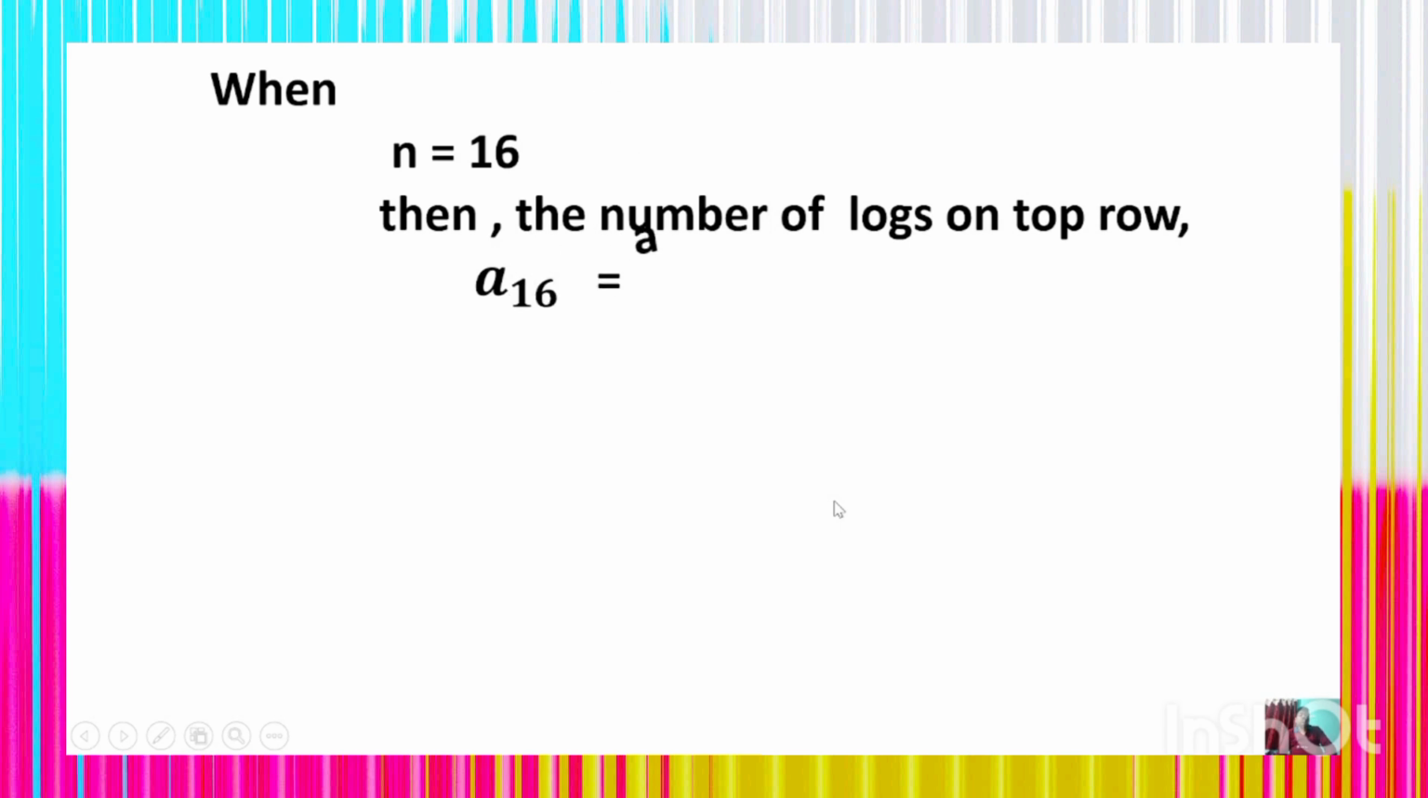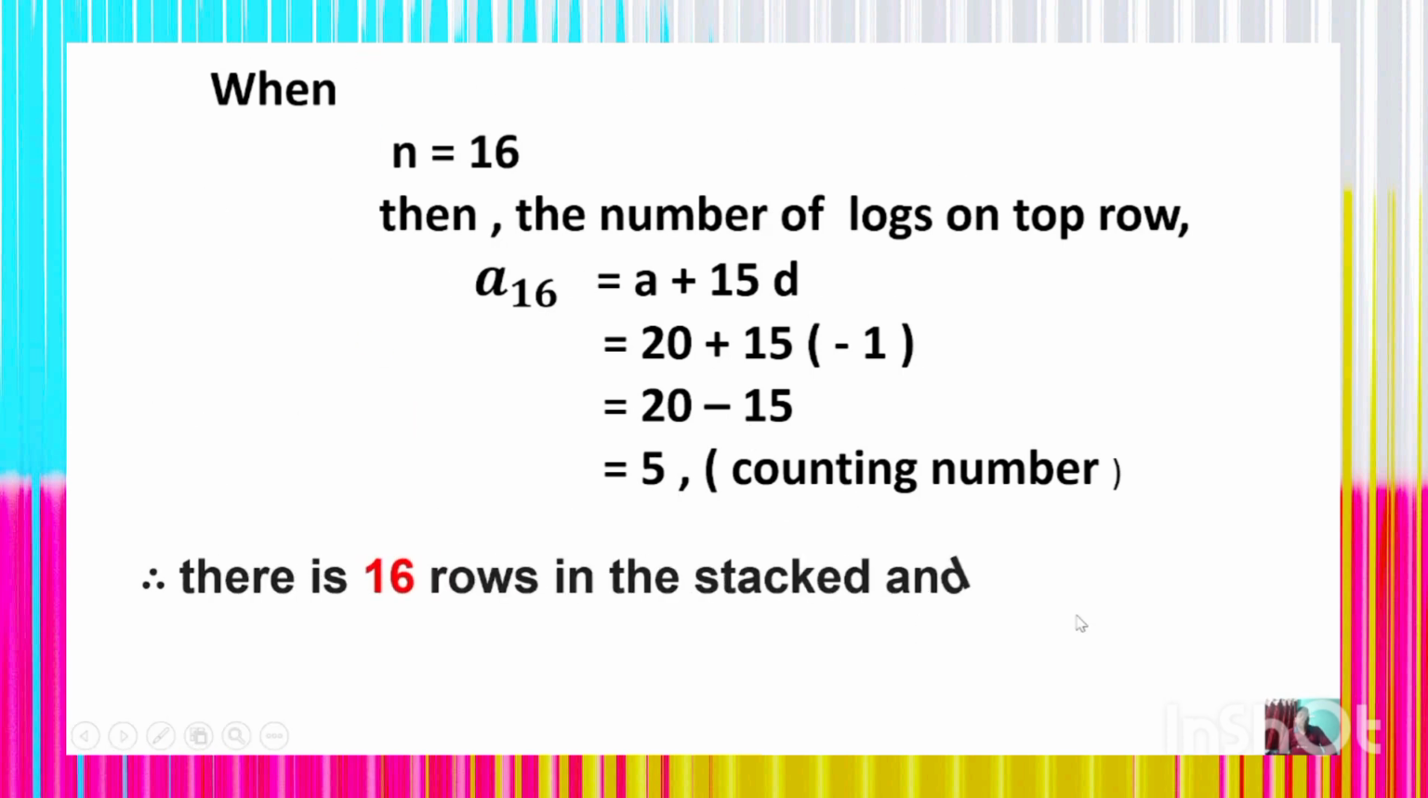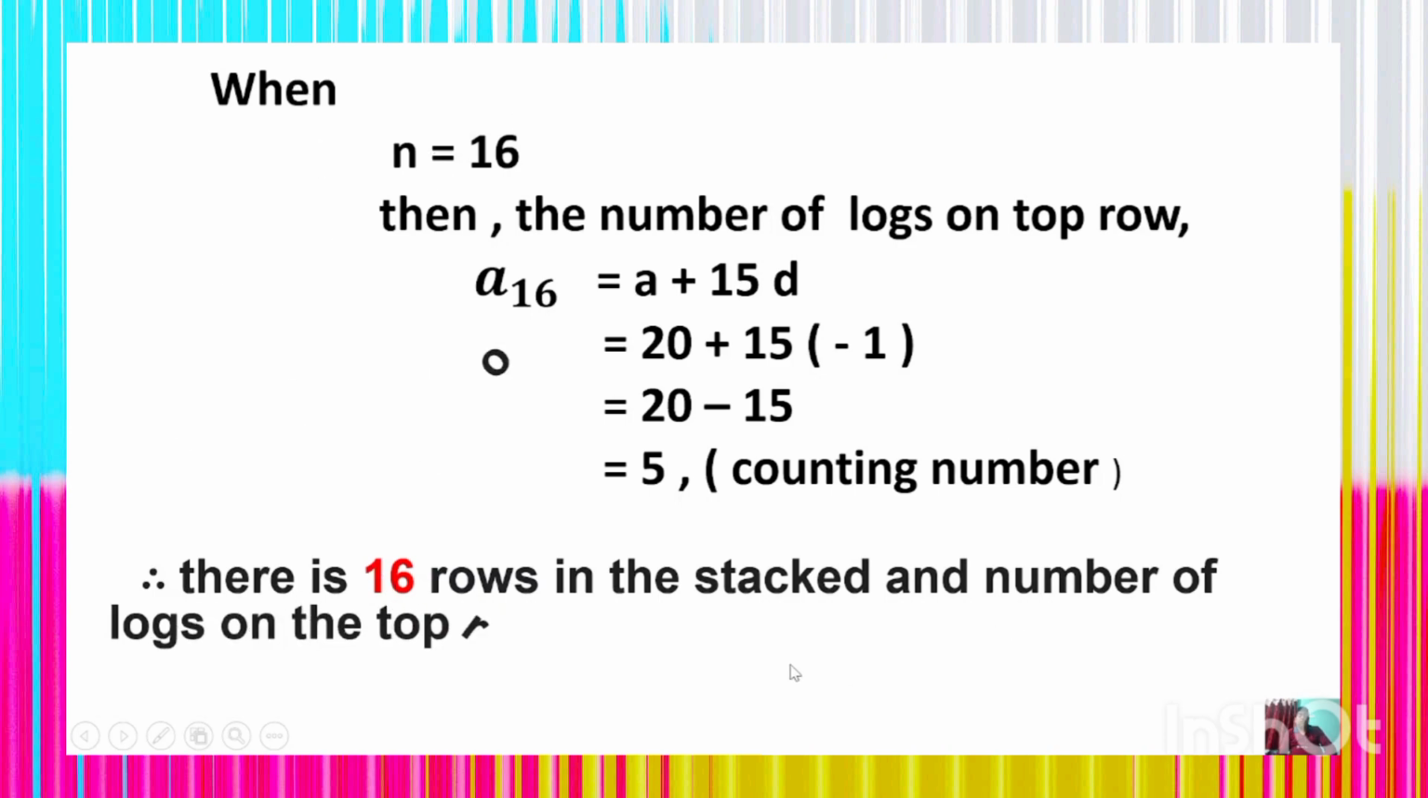When n is equal to 16, then the number of logs on the top row, which is a16, is a plus 15d. By putting the value of a and d, we shall get 20 plus 15 whole into minus 1, which is 20 minus 15, which is 5, a counting number. Thus, there are 16 rows in the stack and the number of logs on the top row is 5. This is one of the interesting word problems based on the application of arithmetic progression. I hope you will follow it and practice it.